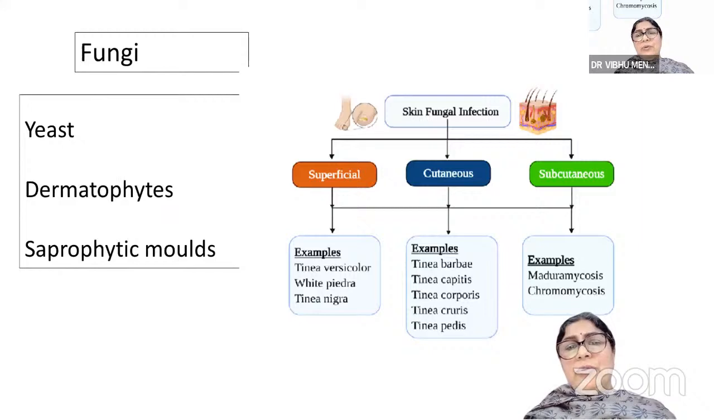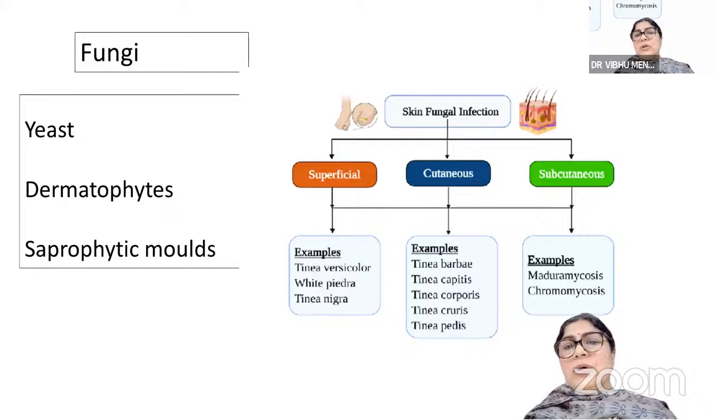So what are fungi? Very briefly, we have unicellular organisms, which are yeasts. Then you have dermatophytes and you have saprophytic molds. These molds grow in the soil, in the water, and on dead decaying material. And these saprophytic molds are basically opportunistic organisms. These organisms will attack when the host defense is down.